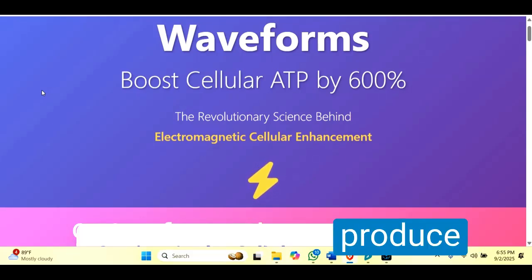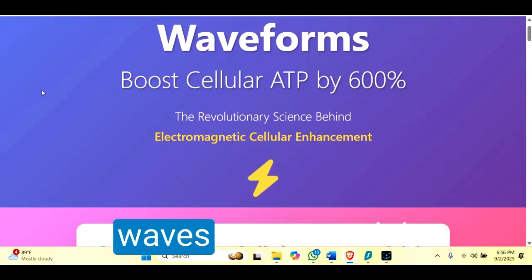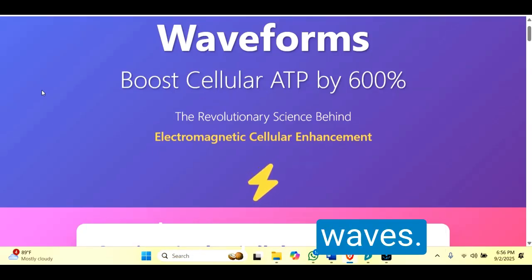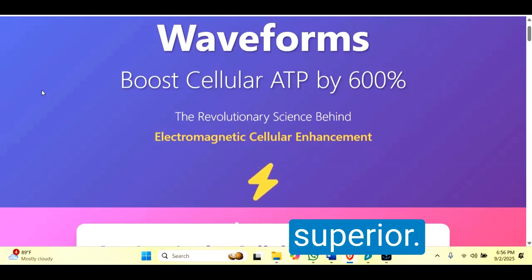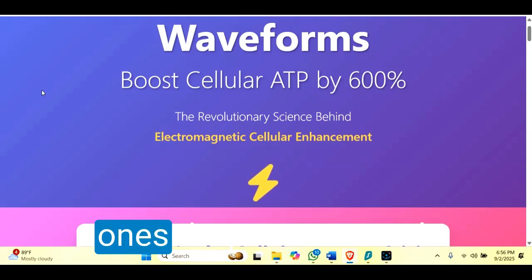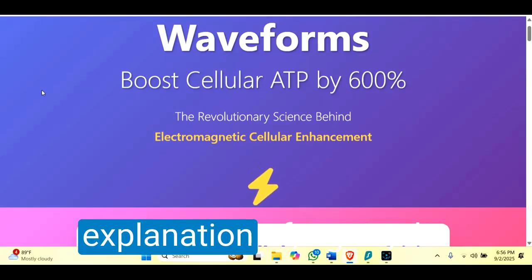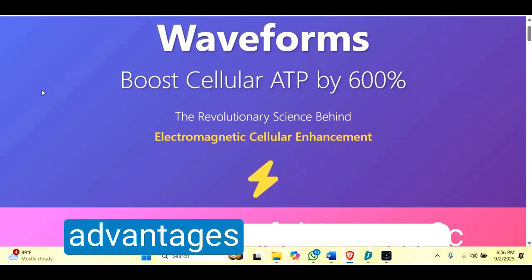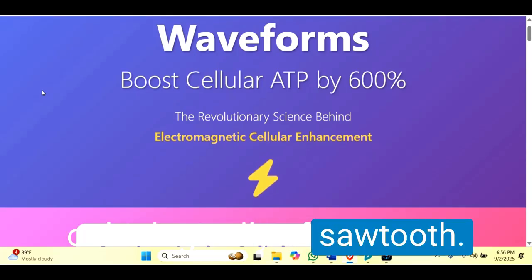95% of PEMF brands produce sinusoidal and some kind of variation of sine waves, and/or square waves. Those are really the most common ones. Only a couple brands actually produce sawtooth, and in this video we'll dive into why sawtooth is superior, and I will also include the names of those couple brands, which are mainly the ones I recommend. So if you're a fan of PEMF or you've heard of it, this is a no BS, actual science explanation of the advantages of this specific waveform, sawtooth, therapeutically and biologically.